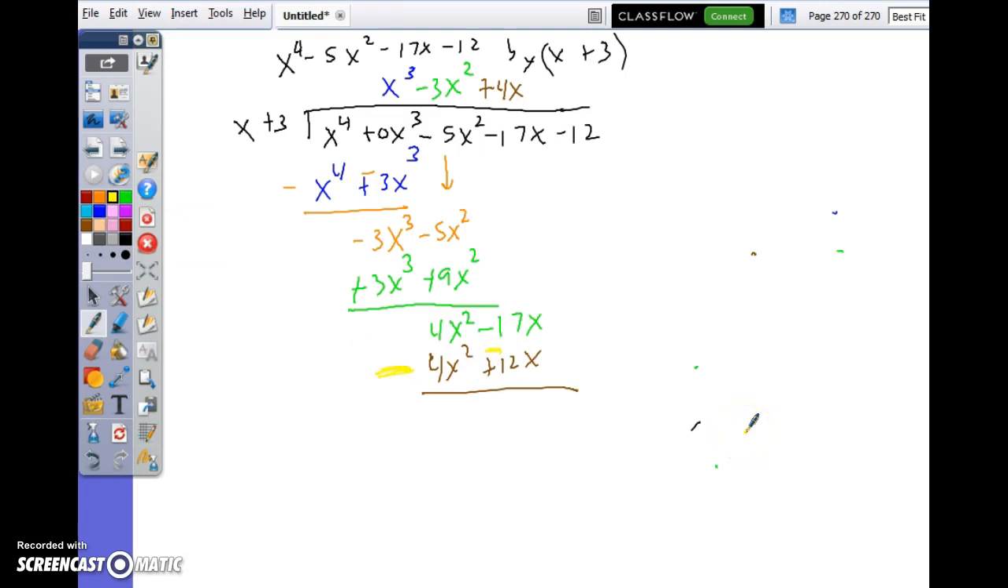Negative 17 minus 12 is 29. It's okay, Dulce, I'll be your banker later on. I'll take care of all your finances. Don't worry about those negatives. Bring down the negative 12. Negative 29, well done. Negative 29 times x is? Negative 29x.